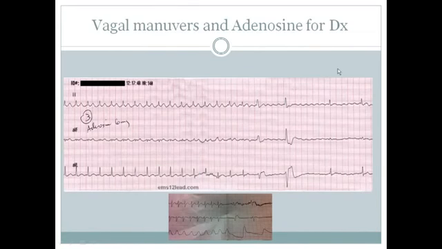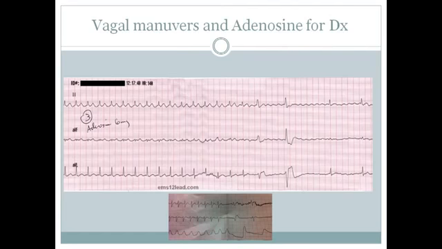And one of the things we use to try to figure out what it is, if you don't know and it's fast, around 150, is vagal maneuvers or adenosine. Always try vagal maneuvers first. And if not, adenosine. The role of adenosine is to block the AV node. When we push adenosine, we're blocking the AV node, creating a complete AV block for a few seconds.